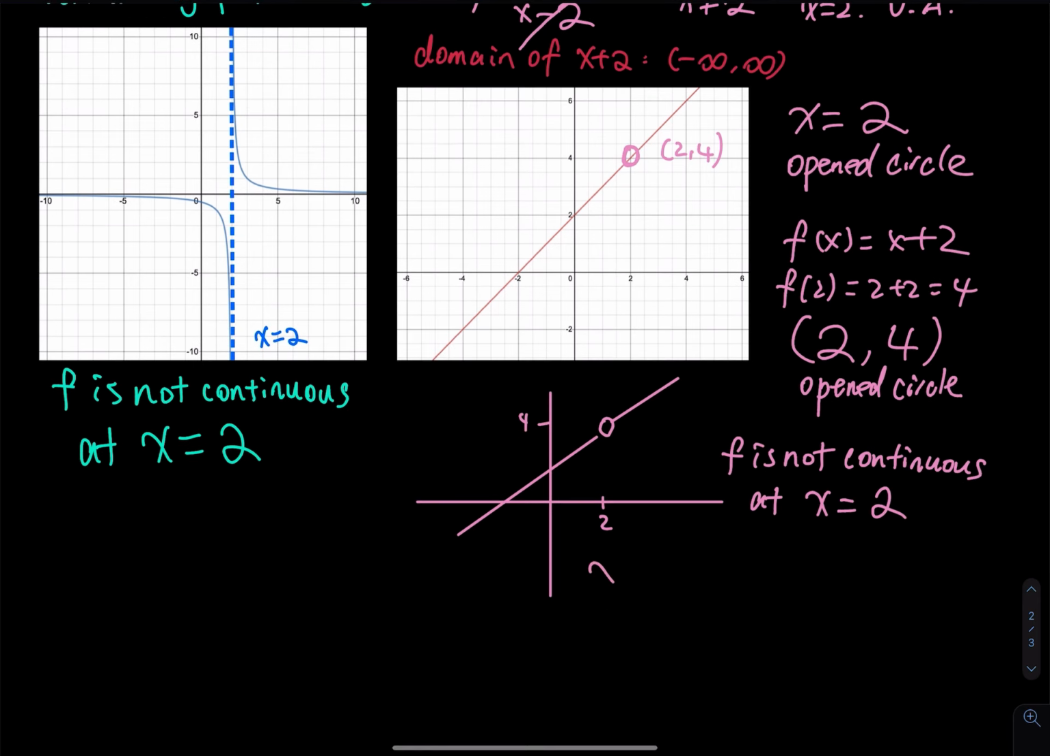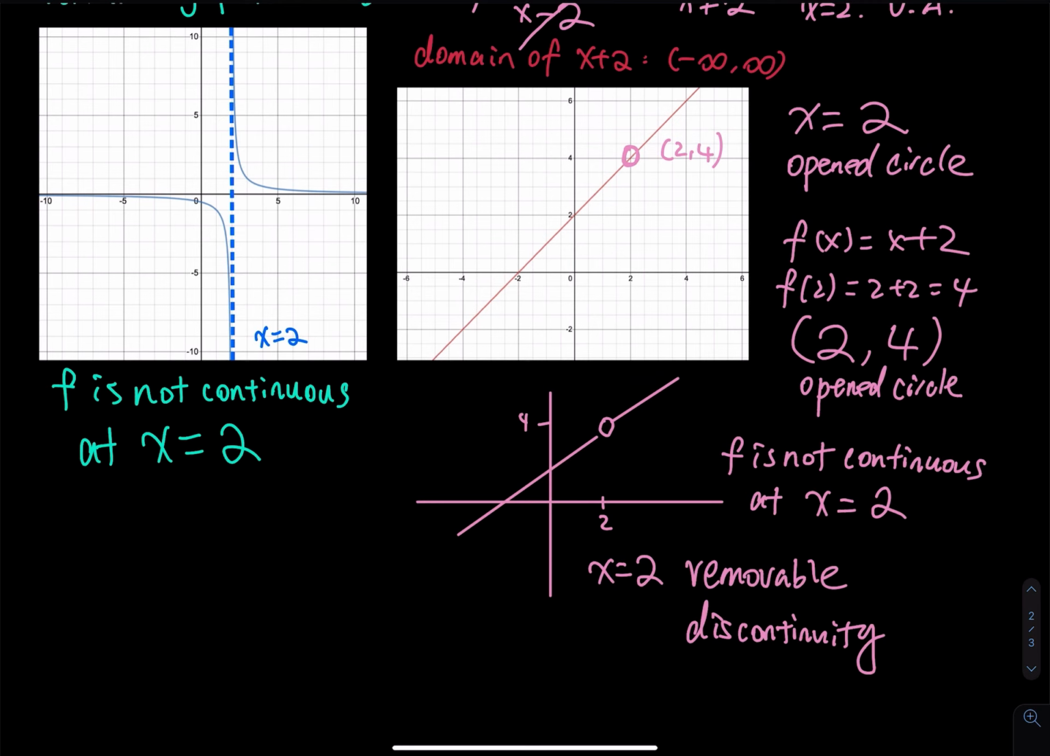So x equals 2 is a discontinuity. I should say it is a removable discontinuity, because we can do algebra to get rid of the x equals 2. We can do some algebra to get rid of the vertical asymptote. So the vertical asymptote becomes a removable discontinuity. The cancellation part is the time where we remove the discontinuity.